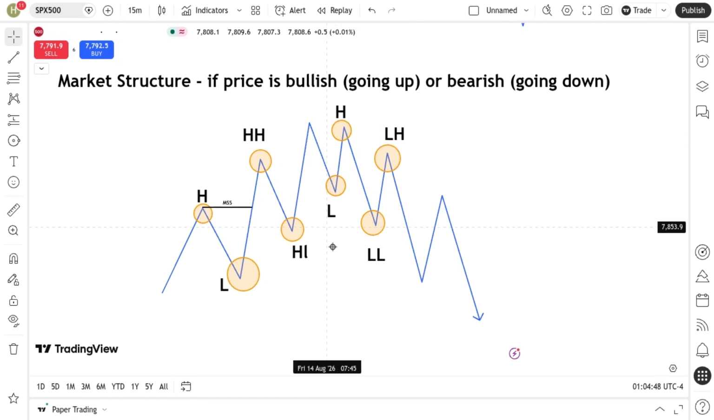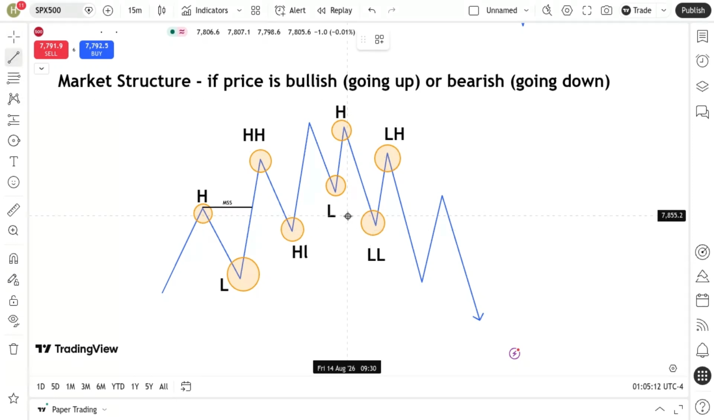So now, same pattern as you saw before, but now I'm teaching you what this means. This is called bearish market structure. Remember, bearish just means going down. So this is a sign that we're going down. Whereas a higher high is a sign that we're going up. On the inverse side, a lower low is a sign that we're going down.